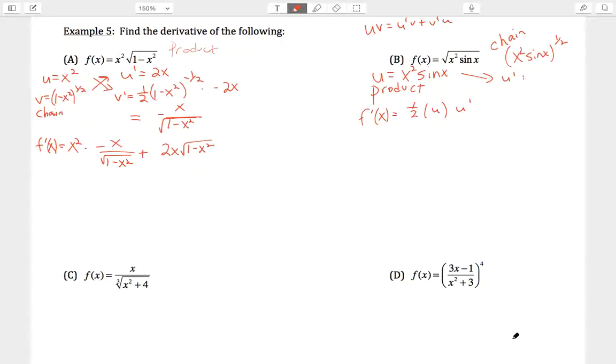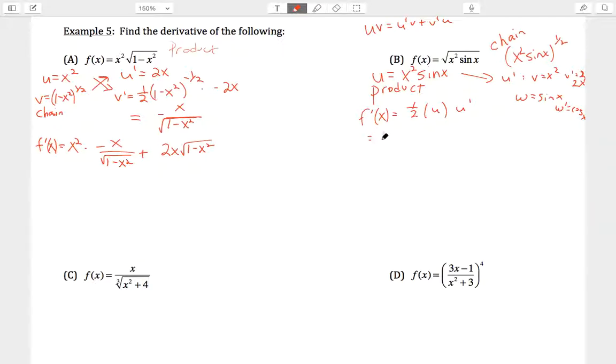I've got to use my product rule. So let's just call v x squared. So v prime is 2x. And then w would be sine x, so w prime is cosine x. I'm off the page, so I won't be able to draw my crisscross applesauce. You just gotta know it.